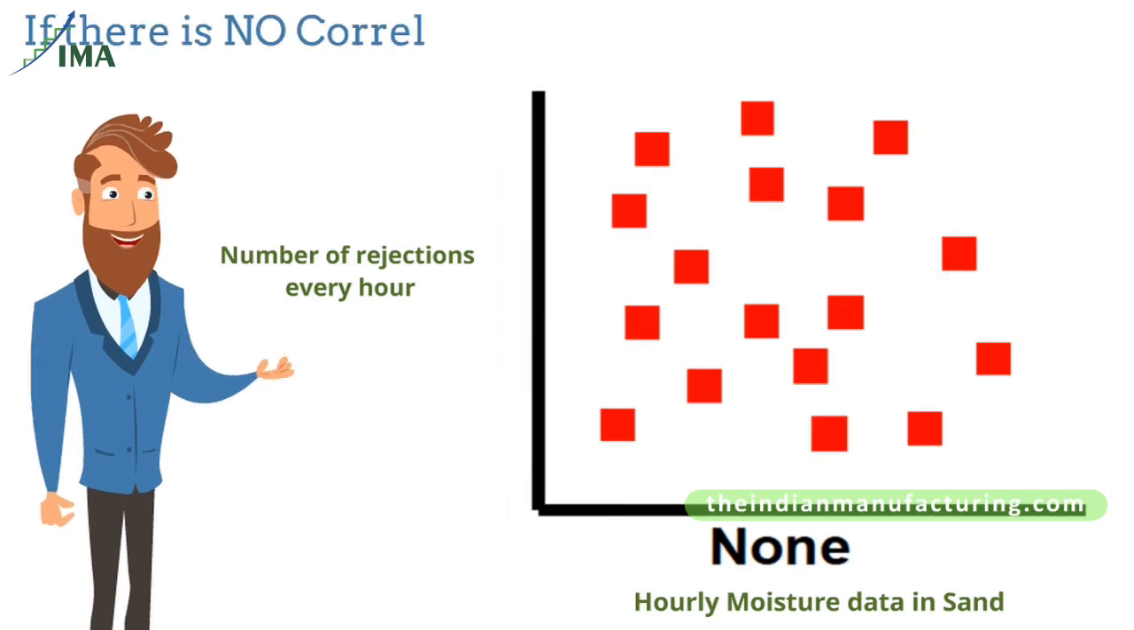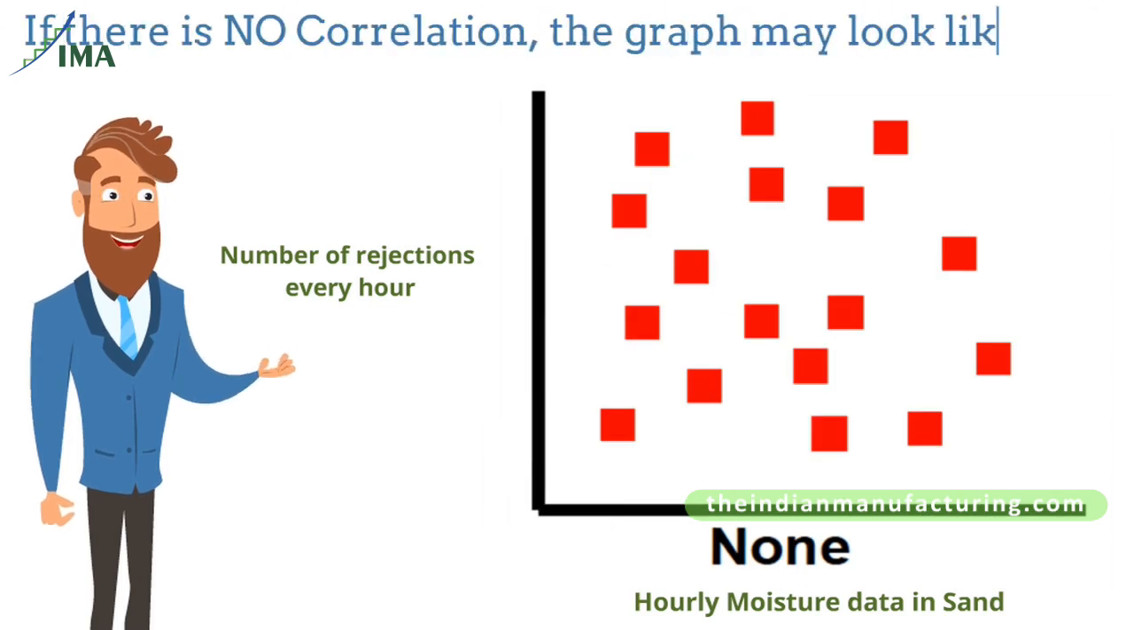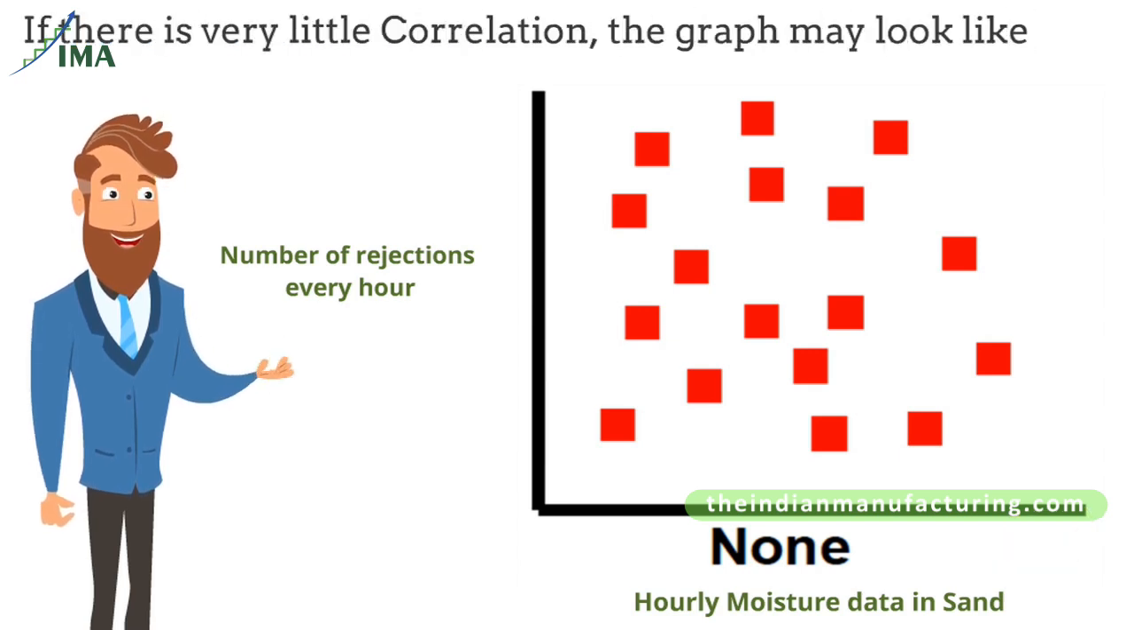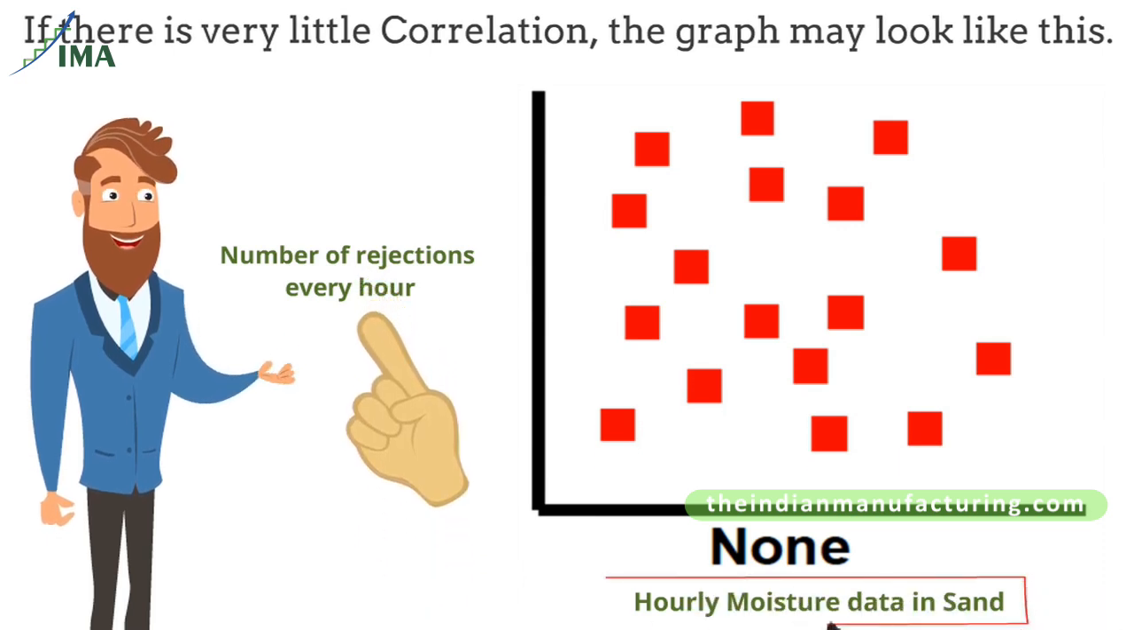If there is no correlation, the graph may look like this. If the rejections are not dependent on the moisture of the sand, then the data may look like this. If there is very little correlation, the graph may look like this. If the rejections are not dependent much on the moisture of the sand, but there is some amount of correlation, the graph will look like this.